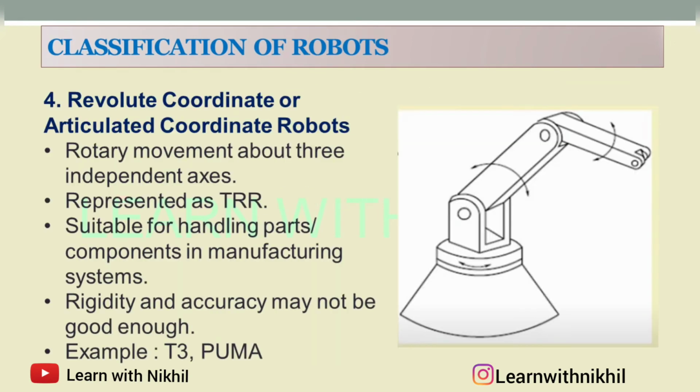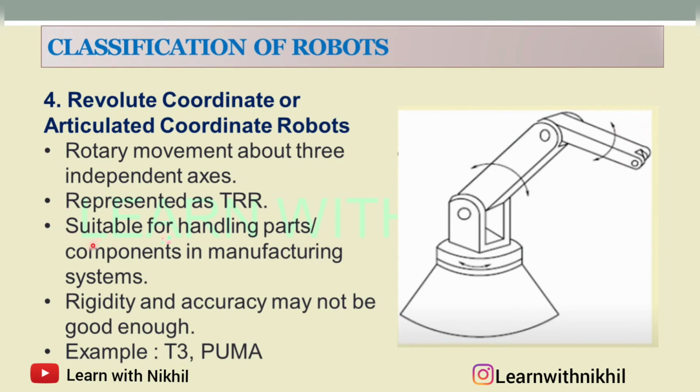Moving towards the next, you have the revolute coordinate or articulate coordinate robot. This is a good type of robot. Here you can see you have a twisting joint, here a rotary joint, and here also a rotary joint. So rotary movement about 3 independent axes. You have rotary movements at all these joints. These 3 are of the rotary type, represented as TRR. T means twisting, R means rotary, and here also R means rotary.